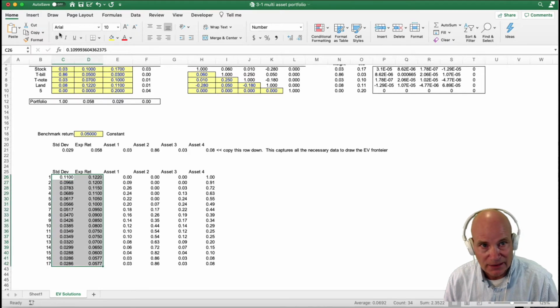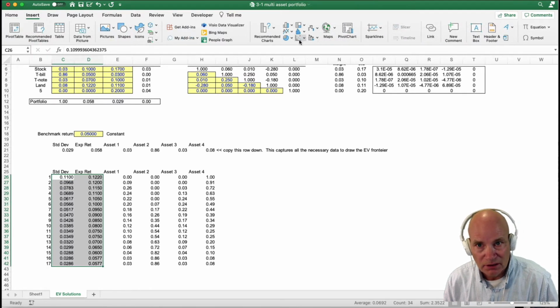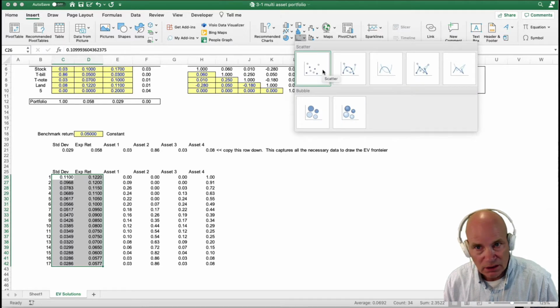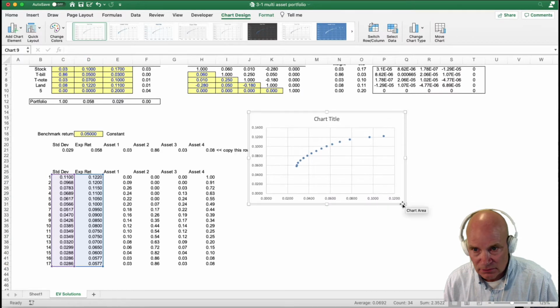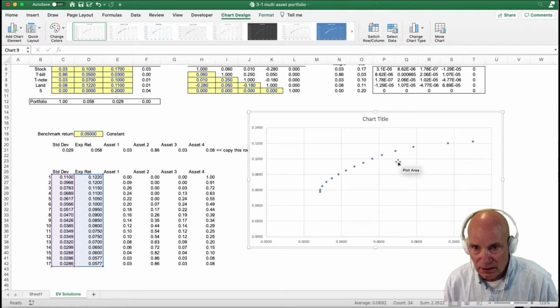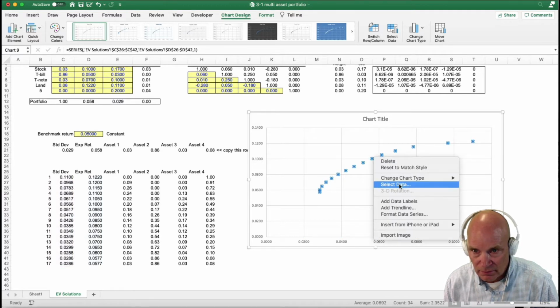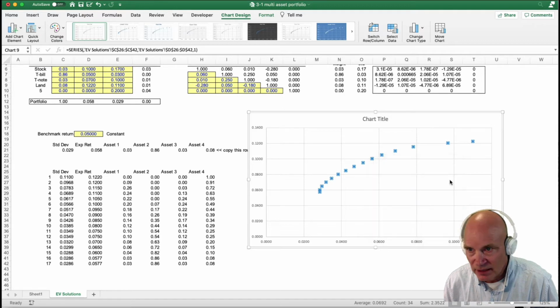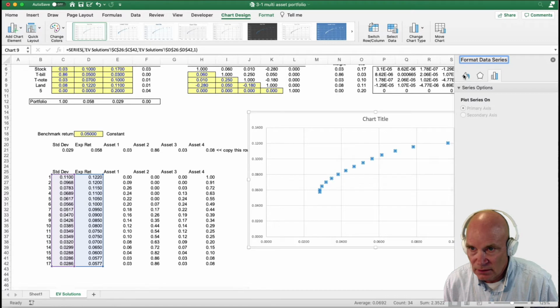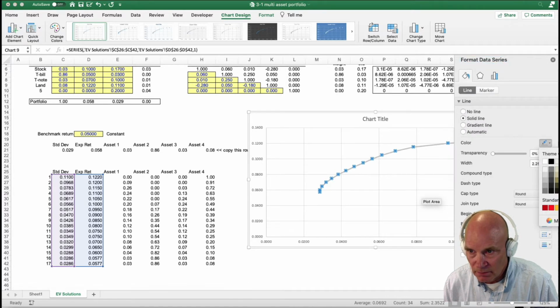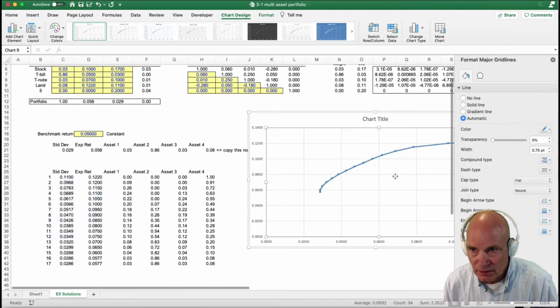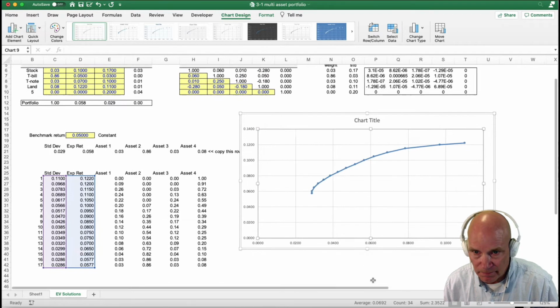I'm going to plot it. So I'm going to insert a graph here. You're going to use an XY scatter graph. There it is. Okay, let me add a line here. Format the data series. I'm going to add a line. We're going to make it blue. All right, there's our EV Frontier.